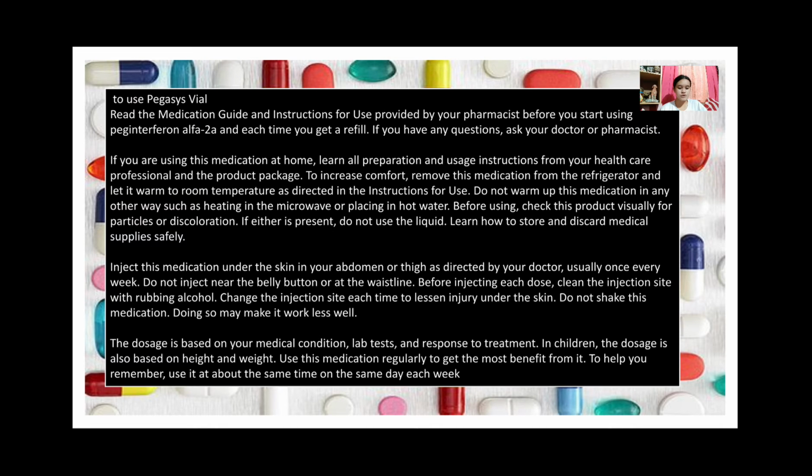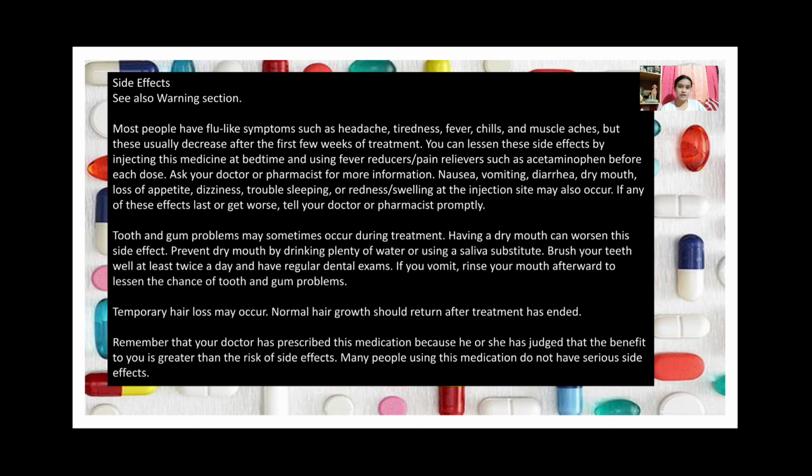Subcutaneous injection is used in the abdomen or thigh. Before injecting the dose, make sure that the injection site is cleaned thoroughly with rubbing alcohol. Changing the injection site each time can lessen the injury to the skin, and never shake the medication. It has the same side effects as interferon alpha. You can lessen the side effects by injecting the medication at bedtime and using fever reducers or pain relievers such as acetaminophen before each dose.